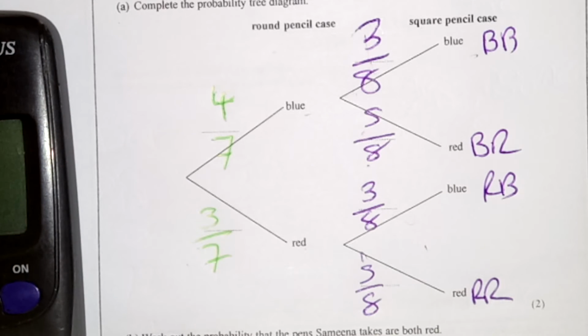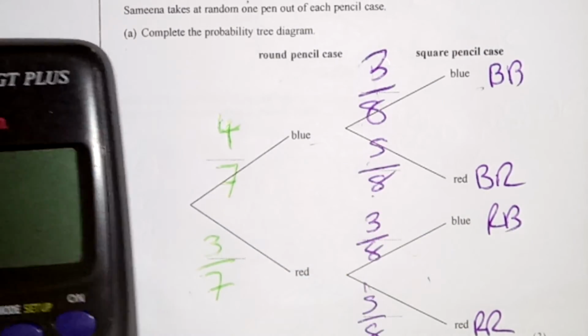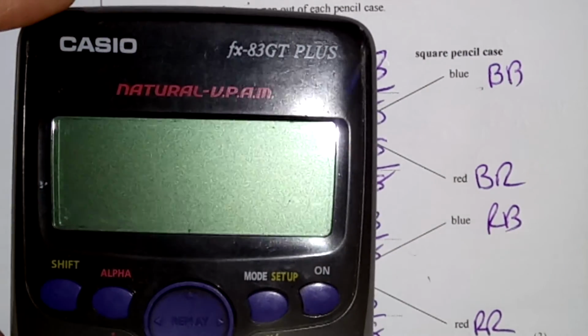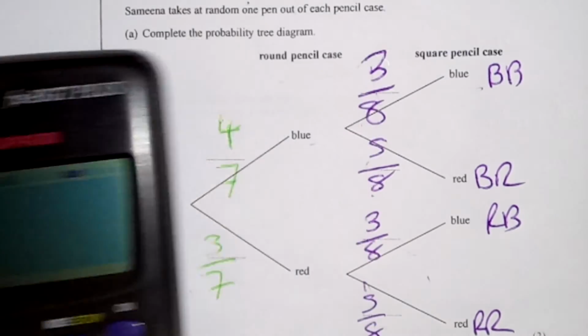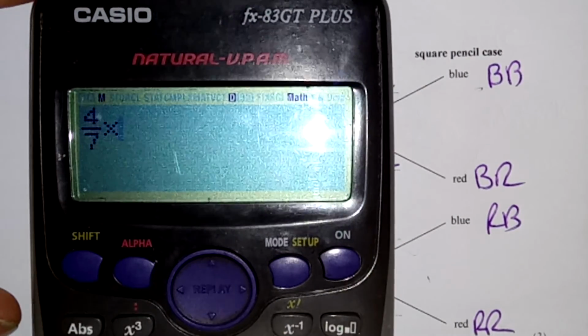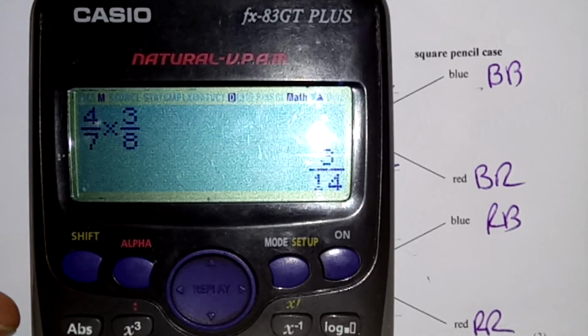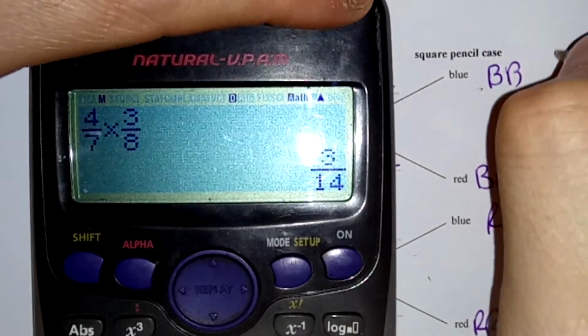Now to do this, what we have to do is we have to times the probability of the blue one, which is 4/7, by 3/8. Because this is a calculator paper, I'm just going to use my calculator. So it was 4/7 times 3/8, which equals 3/14.